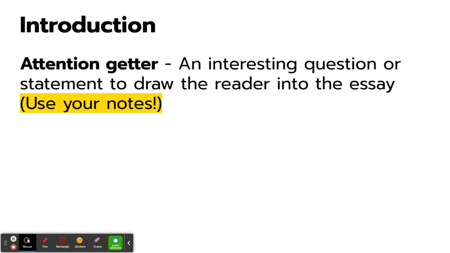So, the first piece of your introduction that you need to have is an attention getter. An attention getter, or a hook as it's sometimes called, is an interesting question or statement to draw the reader into the essay. Usually this is about 1 to 2 sentences at the very beginning of your essay.